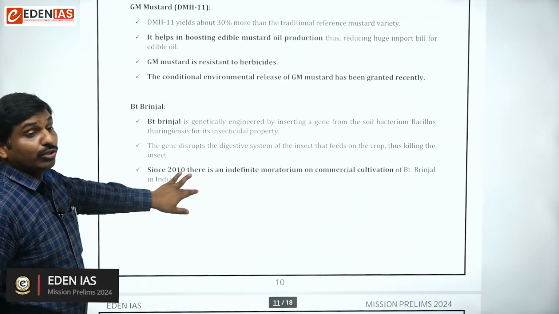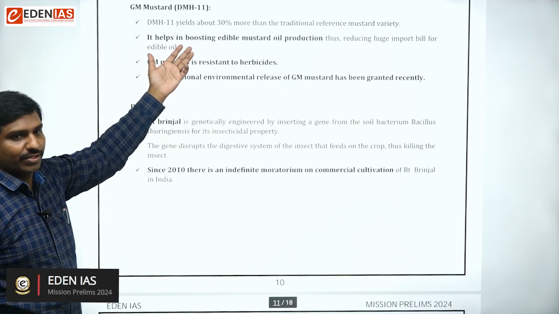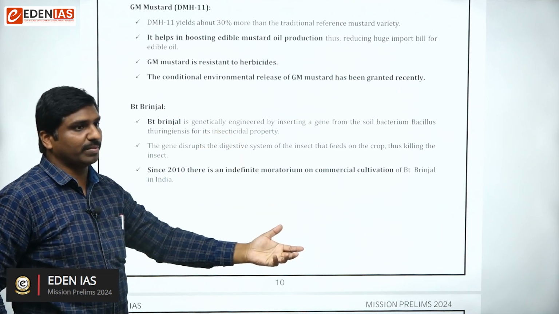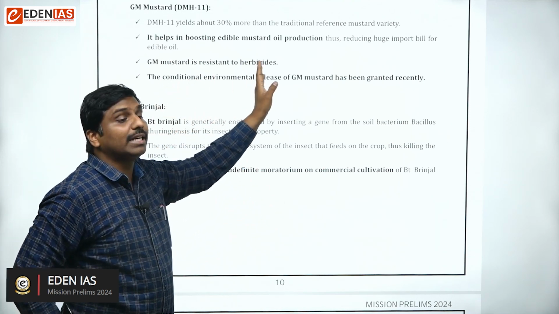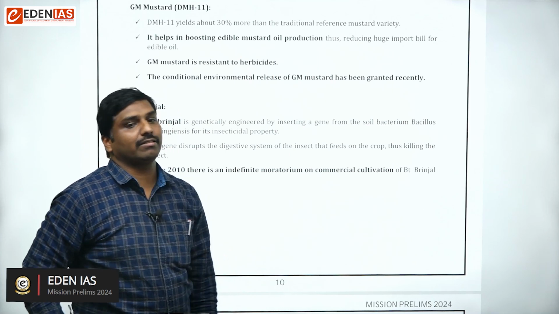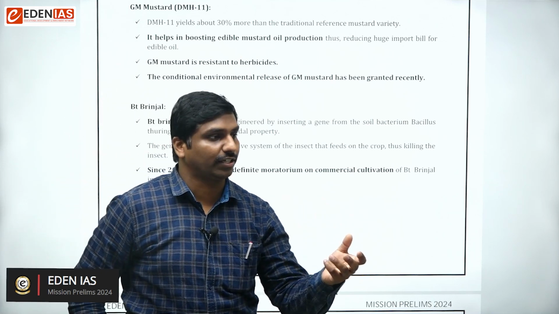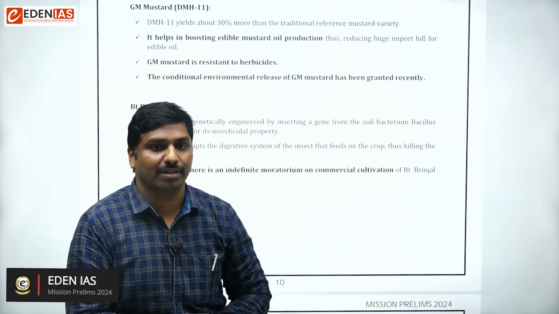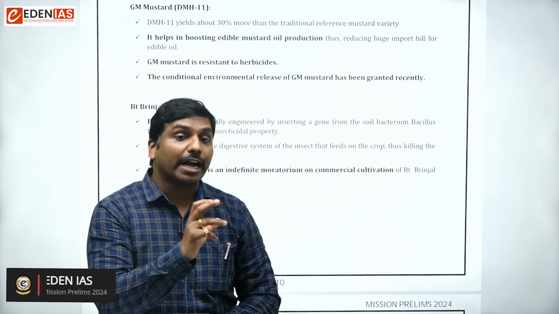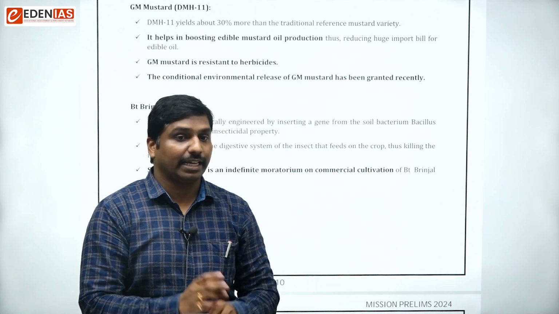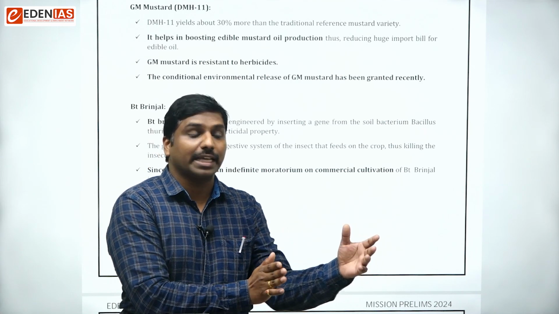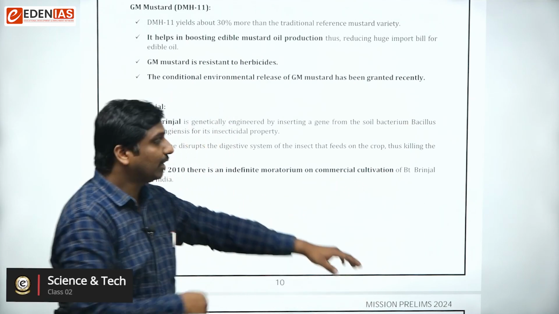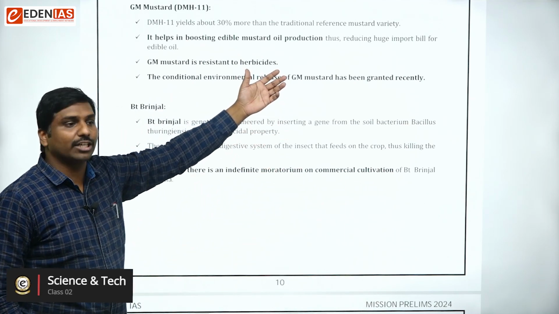Just look at the recent developments, what we have done. Very recently, about 2 years before, conditional environmental release of GM mustard has been granted. Conditional environmental release means that it has not been openly allowed for cultivation, but on a trial basis. If there are any environmental issues, then we will stop. On that condition, the government has given permission, through the Genetic Engineering Appraisal Committee.